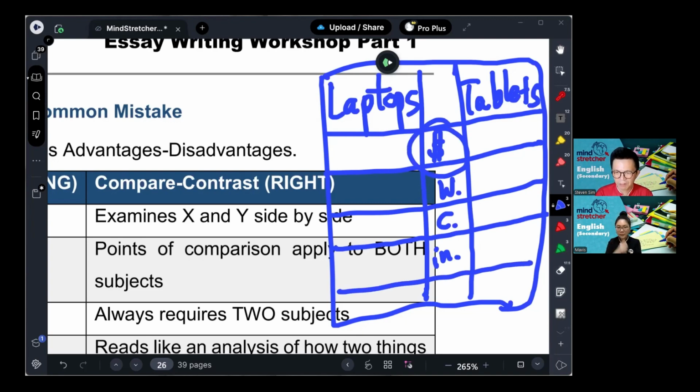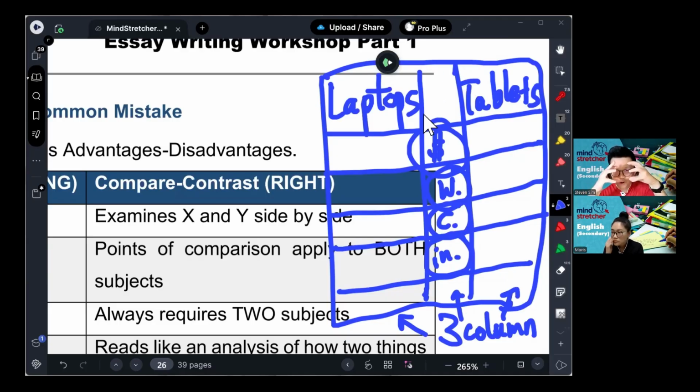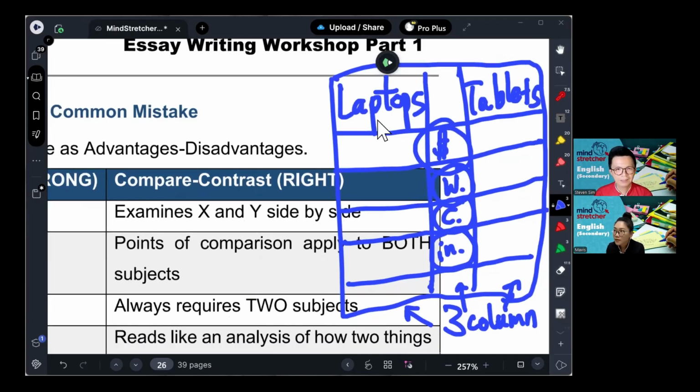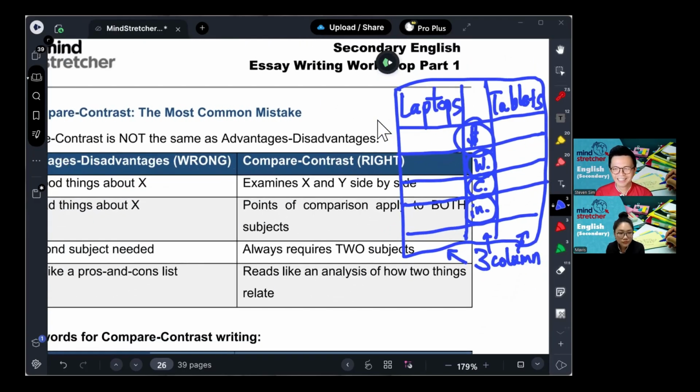So this will be paragraph 1, this is paragraph 2, this is paragraph 3, this is paragraph 4. Do you understand? So when you do a compare and contrast, you always make sure that you have a 3-column table. And then the middle column, that is the core of each paragraph. So that's it. That's compare and contrast.